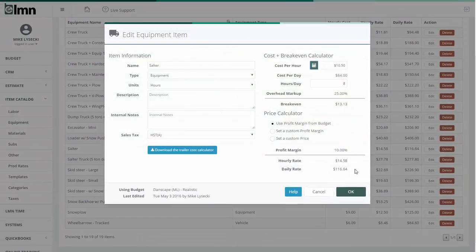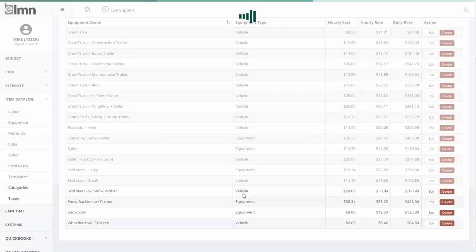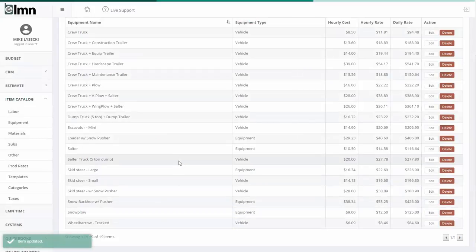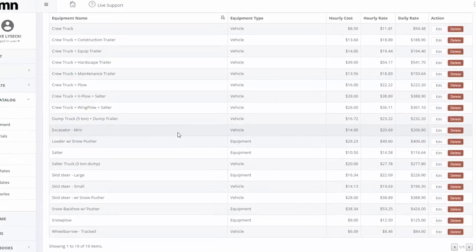So now I've got a cost per hour for my salter, a cost per hour for my snow plow, and a cost per hour for my truck. All I need to do to come up with a crew truck and snow plow cost per hour is to add these three together. I'm done with the calculators.